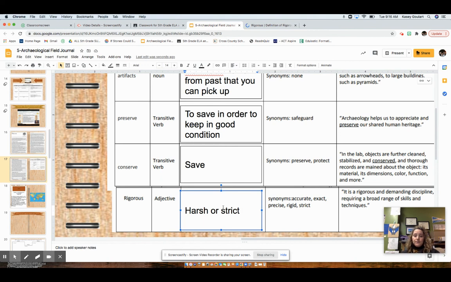Okay? Now, good synonyms for this are accurate, exact, precise, rigid, strict. Strict is one of the words that we had already for our definition. It's a rigorous and demanding discipline requiring a broad range of skills and techniques, okay?